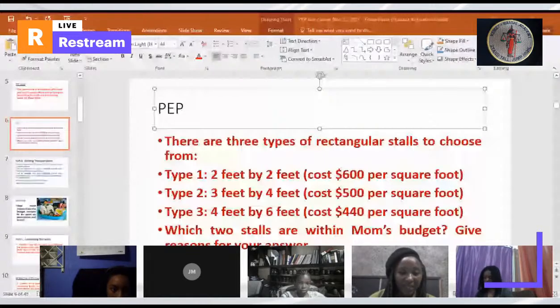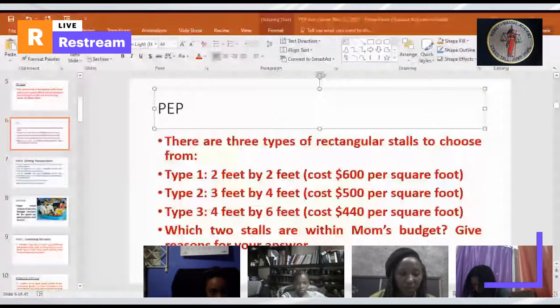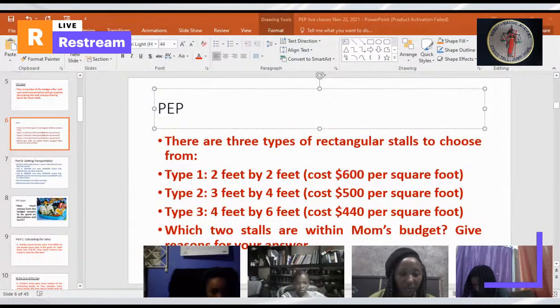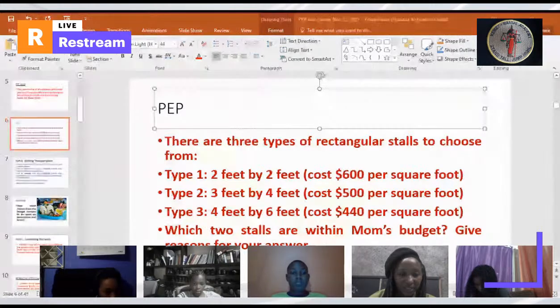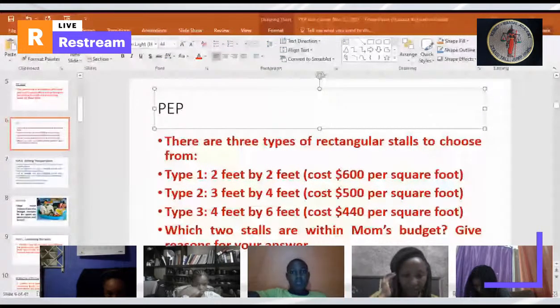Students, if you want to be on, you must have your camera on, or I'll have to remove you because I don't want anyone that we can't see. That makes no sense to me. So if you don't have your camera on, you're going to be removed from the screen. Just bear that in mind.